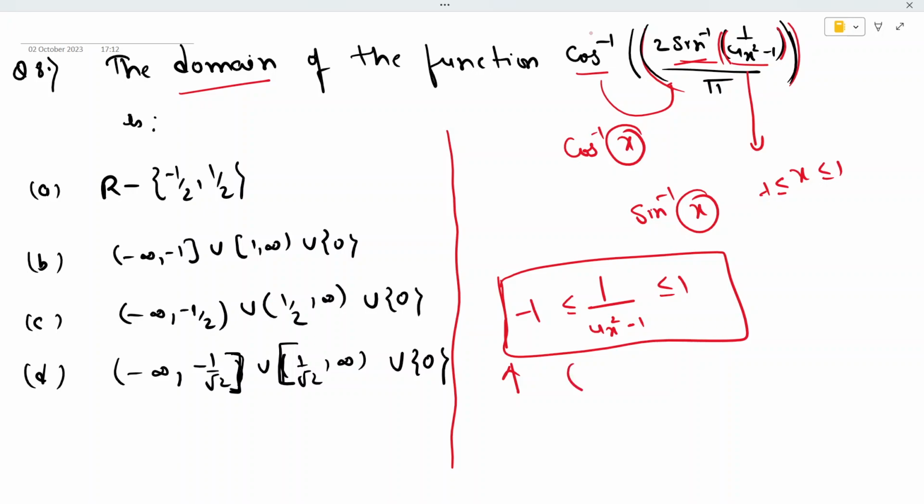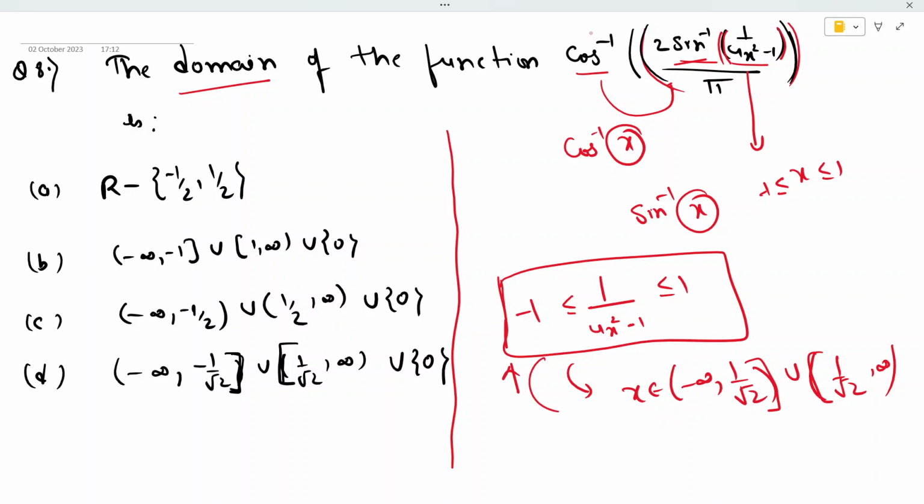So now when you solve this, this is a very simple one. I'm not going to solve this. When you solve this, you get x belongs to, this is just an inequality, I hope you all know how to solve this, 1 by root 2, closed, to infinity. So now you got this, look at the options.